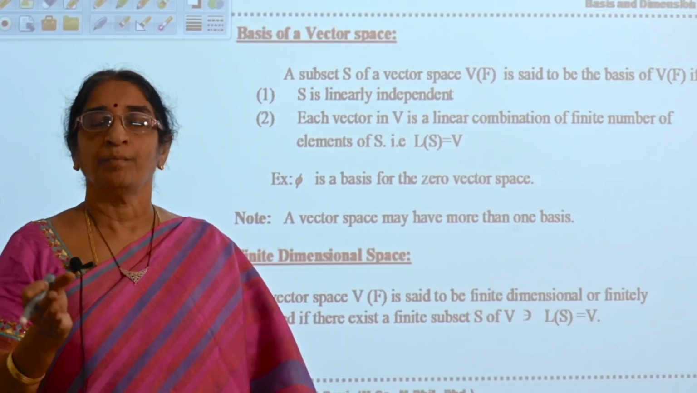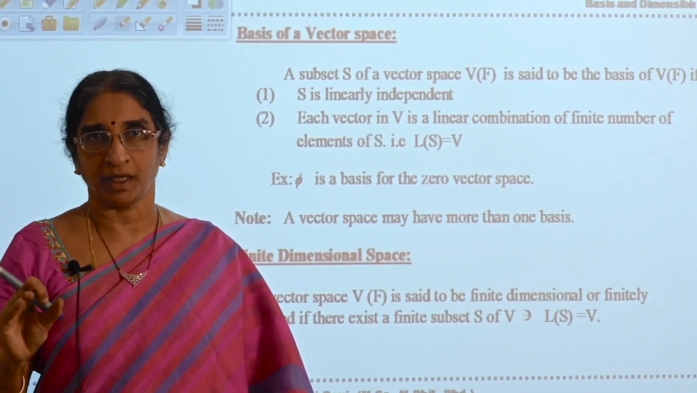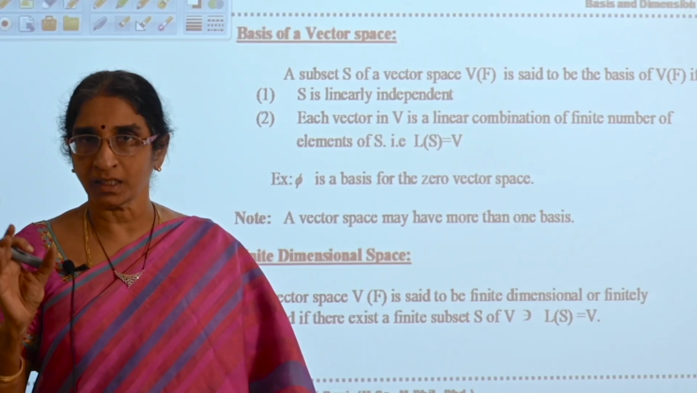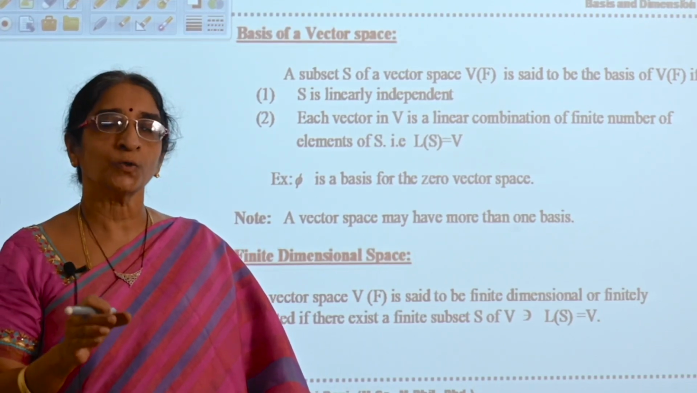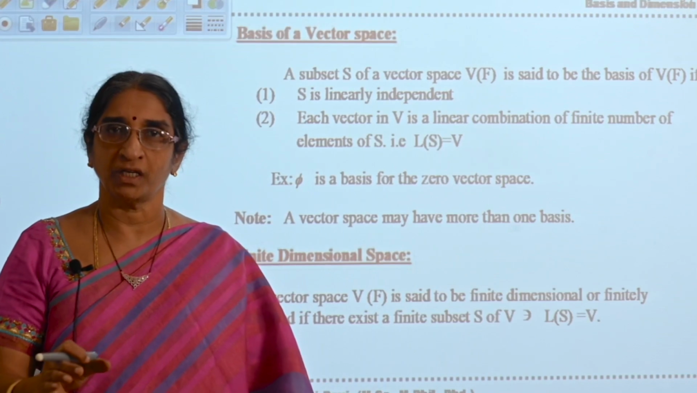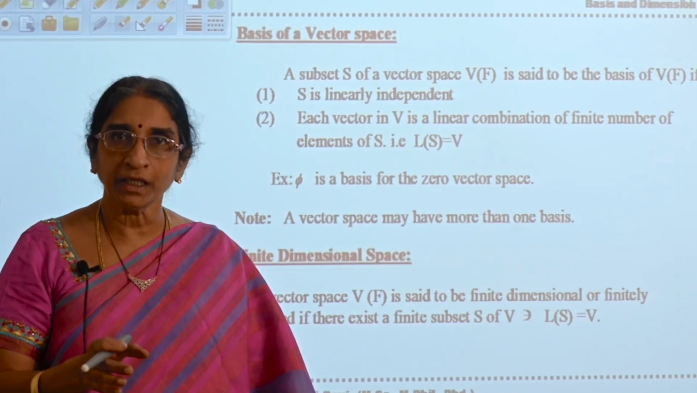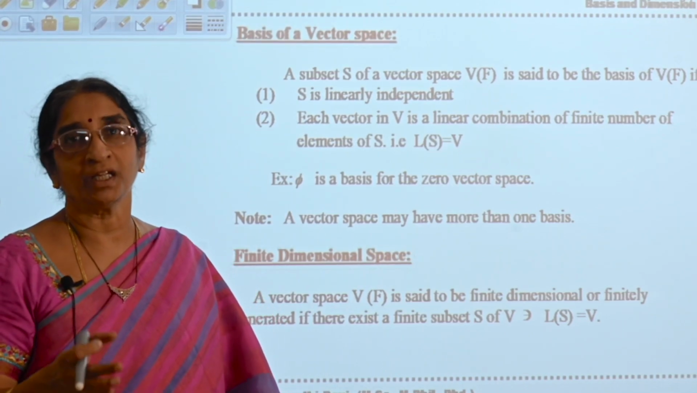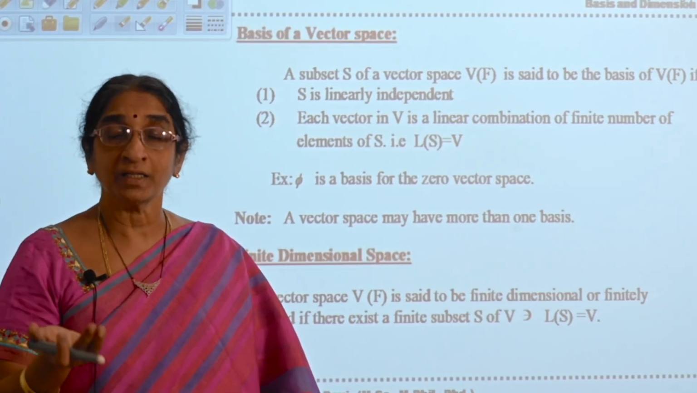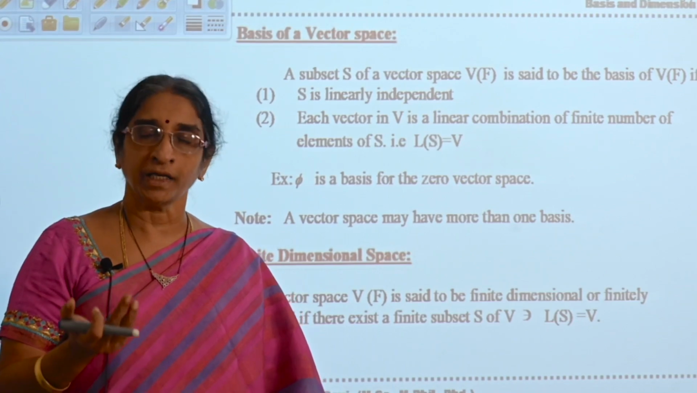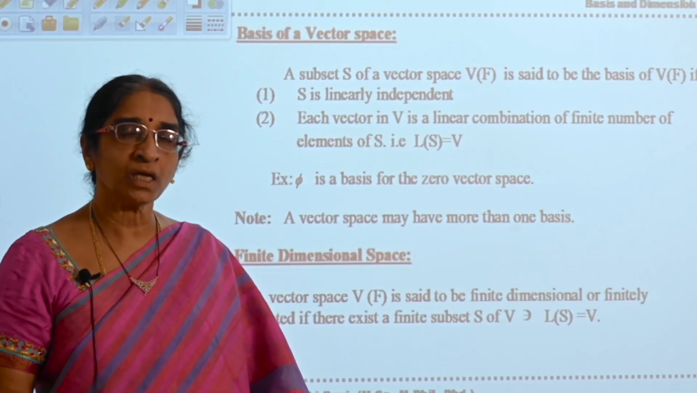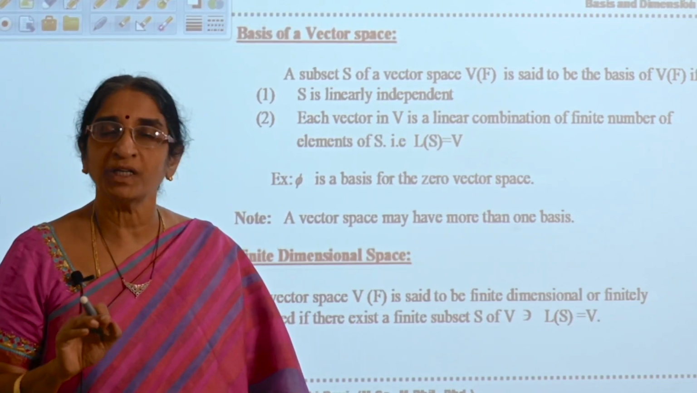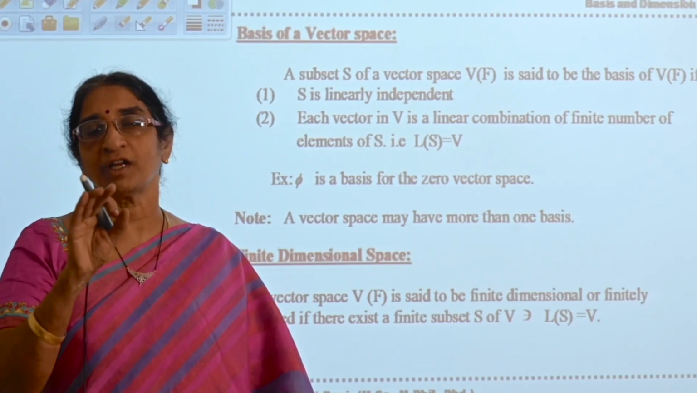That means basis set is having two properties. Suppose S is a subset of V, and you want to say that S is a basis of V. S should be linearly independent and L of S should be equal to V, that is linear span. S should generate V or S should span V, that means every element of V can be expressed as a linear combination of elements of S.